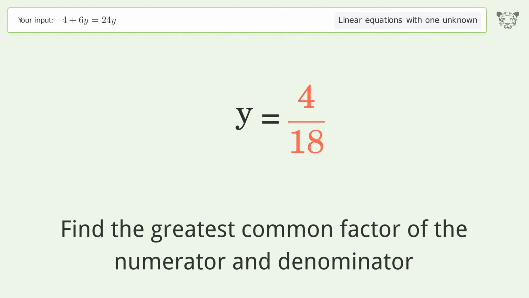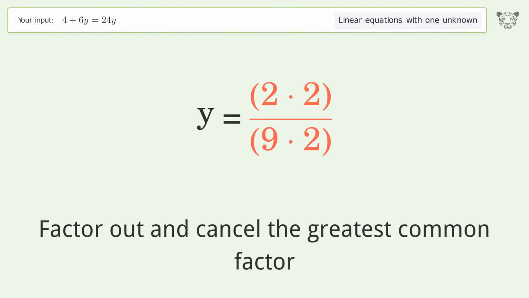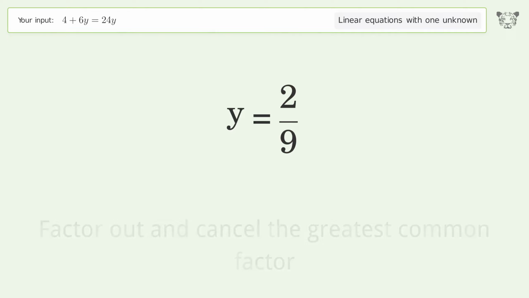Find the greatest common factor of the numerator and denominator. Factor out and cancel the greatest common factor. And so the final result is y equals 2/9.